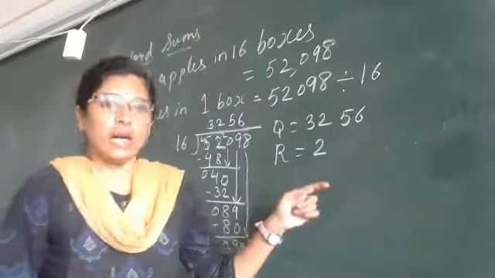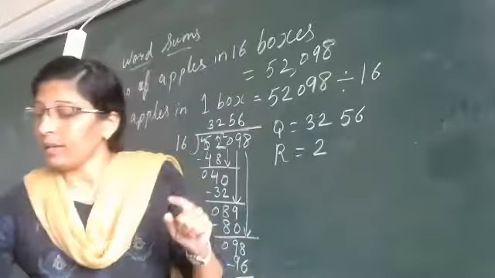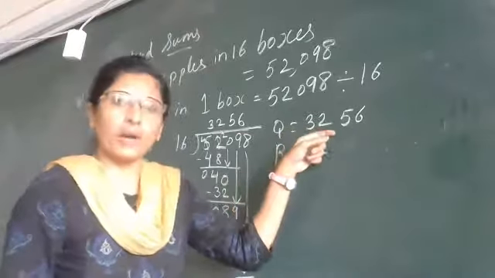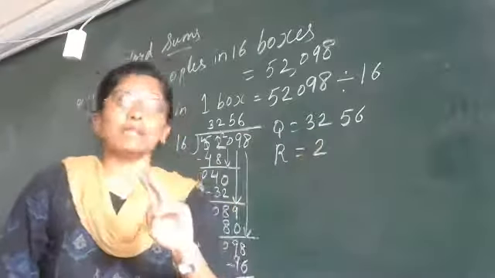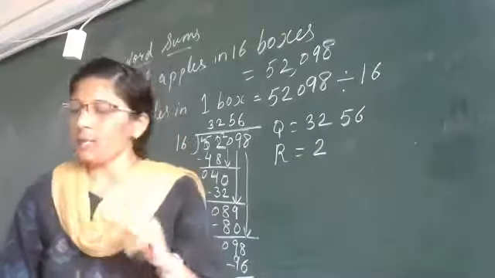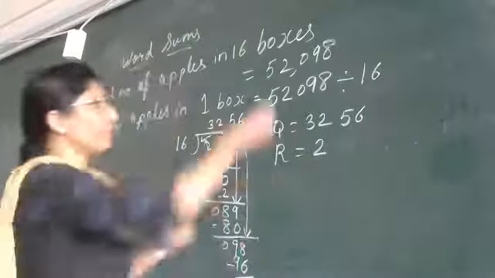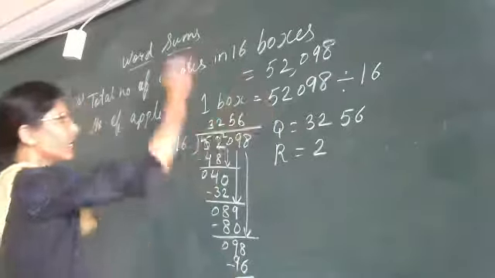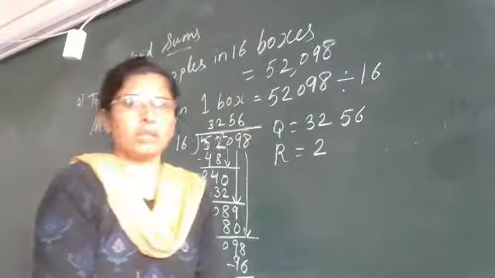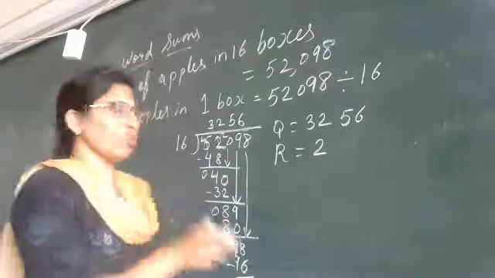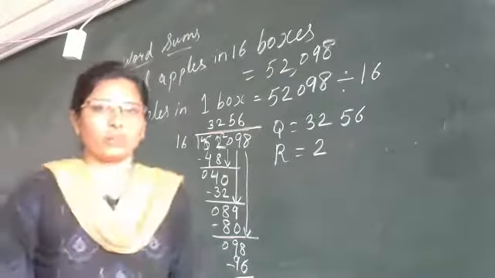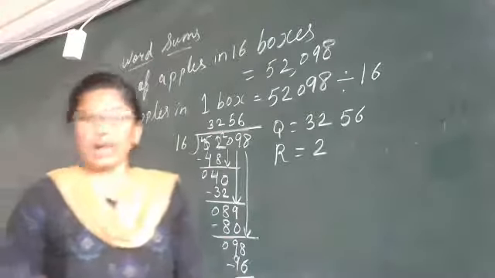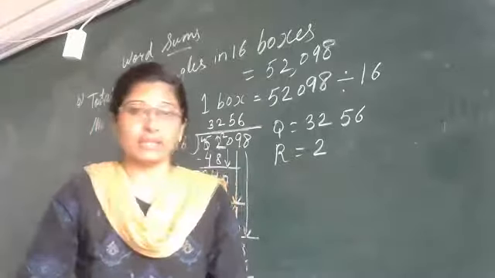Means here in one box, how many apples can be packed? 3256. But two apples will remain. Okay, they have asked how many apples will be left over. So out of 52,098, 2 apples will remain. Okay, so like this, we have to write the statements. You can write your own statements also, but you have to solve it properly and write the answer. Understood? So word sums.